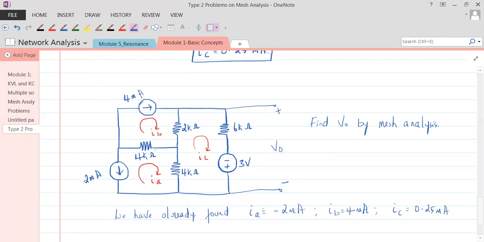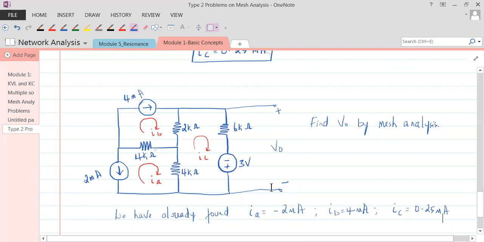Okay. Now we need to find out this V naught. So how to find out this V naught? See here, V naught is the sum of the voltage that is there across 6 kilo ohms and the voltage source that we have connected here. I'm now giving you a beautiful method to find out this V naught. Okay. Otherwise, you will find it difficult.